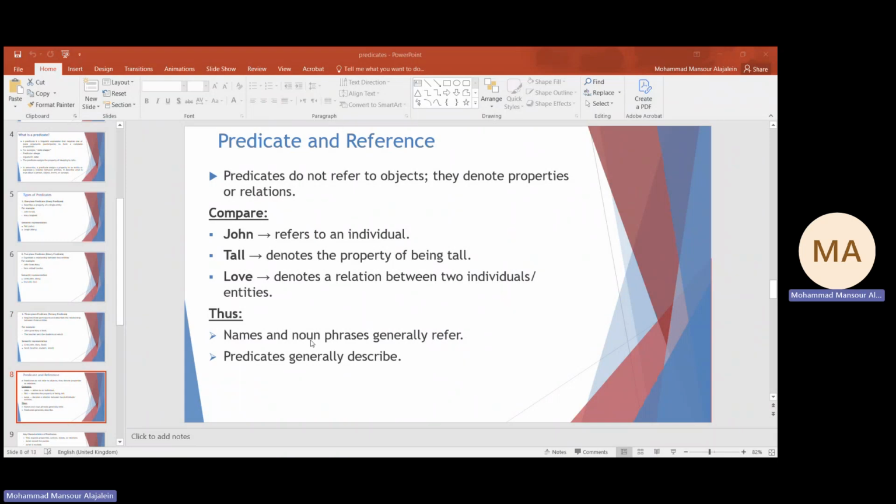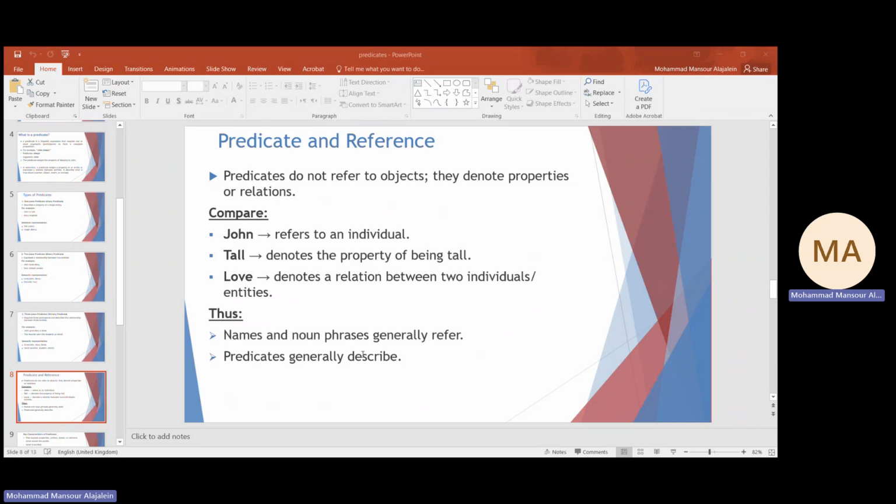And also we have the verb love. It denotes a relationship between two individuals, and therefore names and noun phrases generally refer, while predicates generally describe. So we can say that referring expressions like names, noun phrases, and sometimes pronouns refer to entities, while predicates generally describe or assign properties to these expressions. So the distinction is fundamental in semantics, very important.